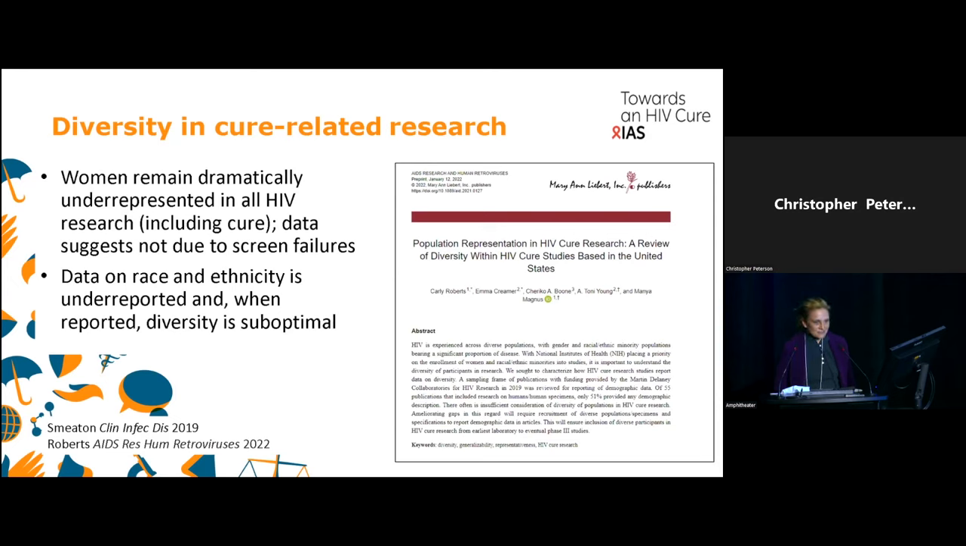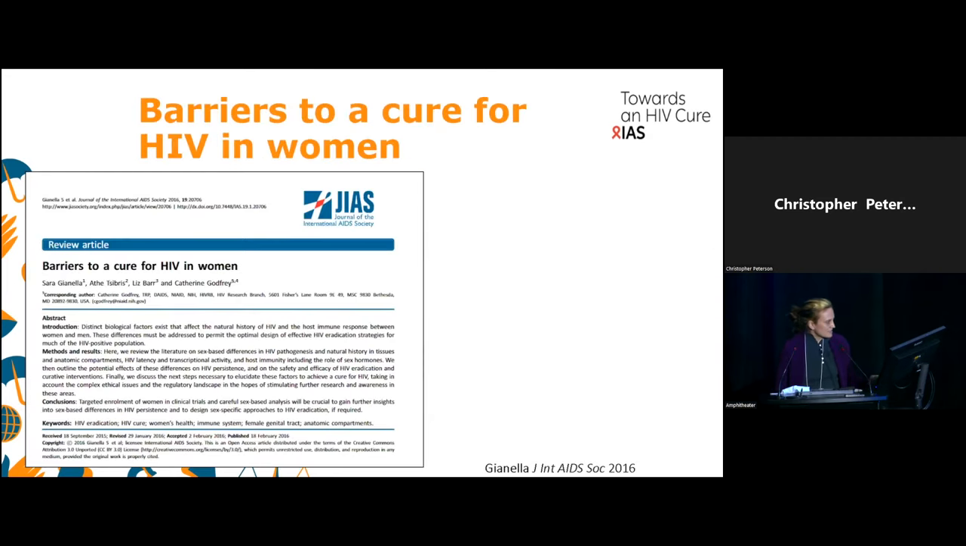And when reported, the data does not reflect the diversity of HIV prevalence. A similar analysis was led by AIDS Treatment Activist Coalition, looking at pharmaceutical studies over the period of 2010 through 2020, that also found really woefully inadequate reporting and diversity. There was a nice review paper in 2016 led by Sarah Gianella, who I think is also on the Zoom, and Katie Godfrey, looking at some of the barriers to a cure for women.